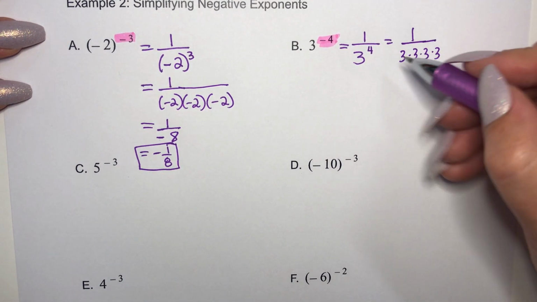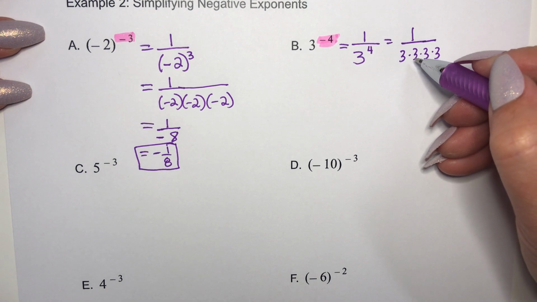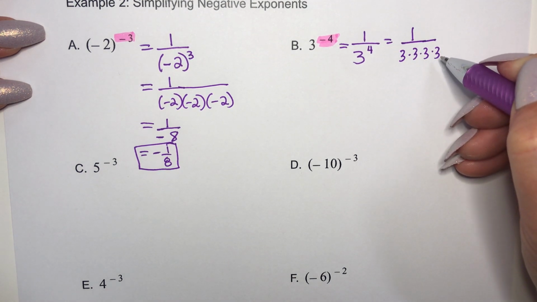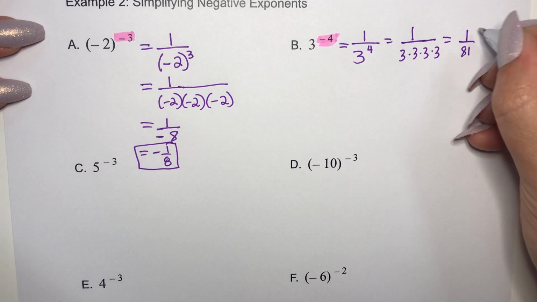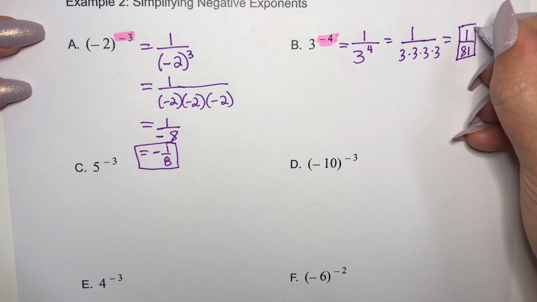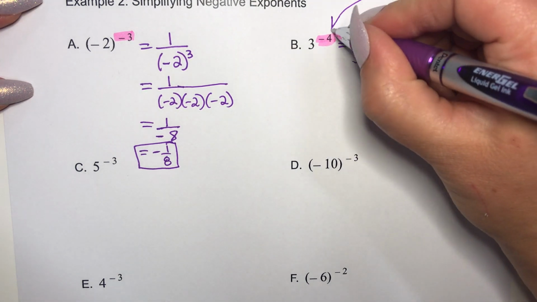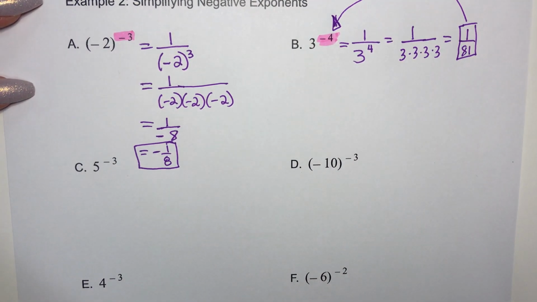Okay. 3 times 3 is 9. And 3 times 3 is 9. And 9 times 9 is 81. So it would be 1 over 81. So that is the same thing as 3 to the negative 4th. Isn't that cool?